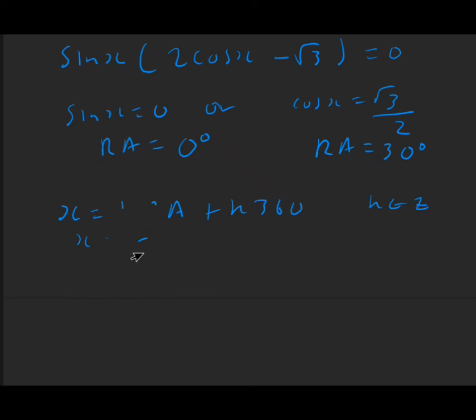So then this is going to be plus or minus 30. Let me just reverse the process. So notice that it's going to be plus or minus 30 plus k360, and k is an element of integers. So we're done. When it comes to cos, it's simple.